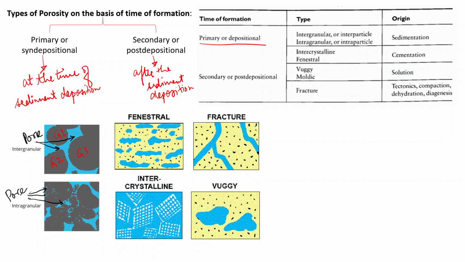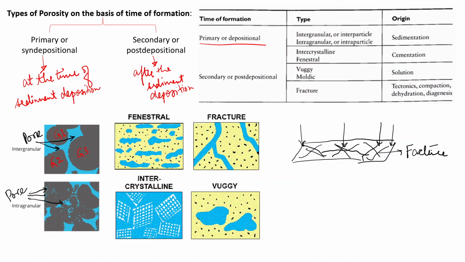While due to tectonics or compaction or dehydration or diagenesis, fractures may develop. They are again the secondary porosity. So these fractures, if let us say for example, this is the basement rock, and over it a lot of pressure is being put by the overburden, then these rocks tend to fracture. They may develop fractures, and these fractures are planes of weakness. They may lead to the development of porosity, but these are formed after the rocks or the sediments have been deposited. So they are all secondary or post depositional porosity.